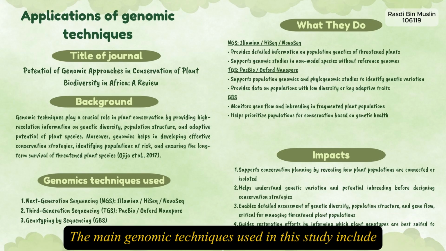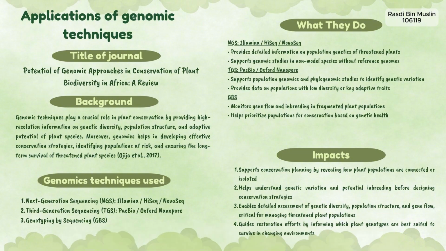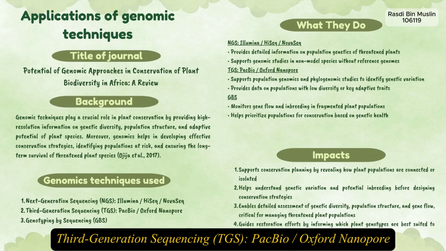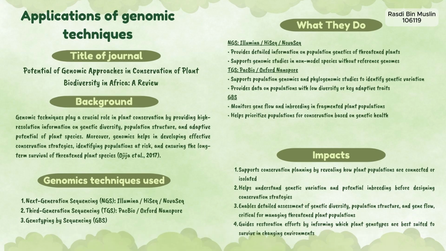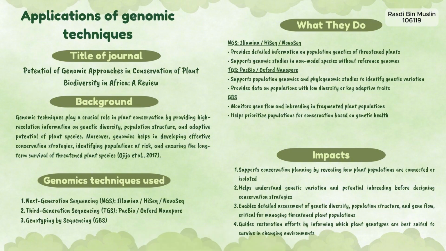The main genomic techniques used in this study include next-generation sequencing (NGS) such as Illumina HiSeq and NovaSeq for large-scale genome analysis. The second one is third-generation sequencing (TGS), including PacBio and Oxford Nanopore, which allow long-read and more accurate sequencing. The last one is genotyping by sequencing (GBS) to assess genetic variation within and between plant populations.